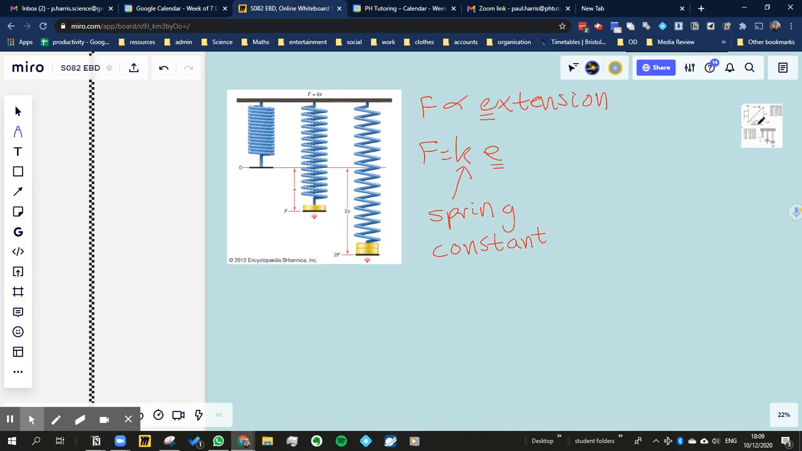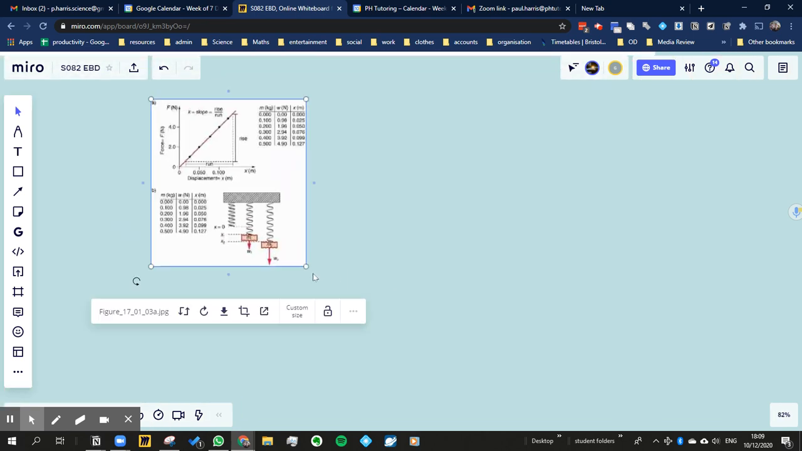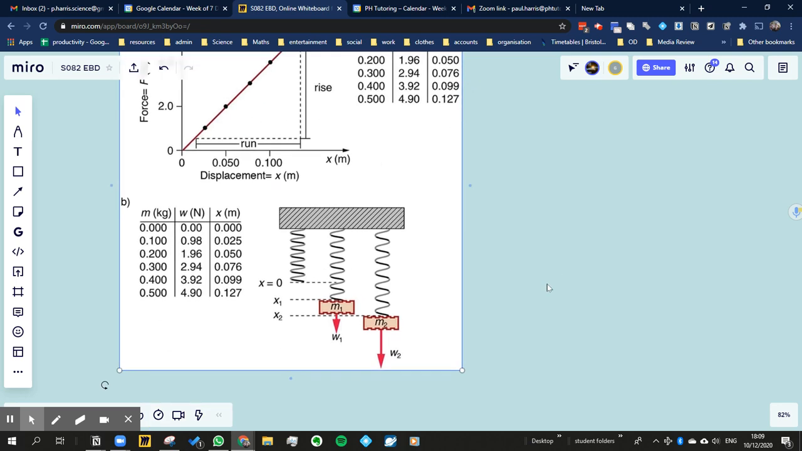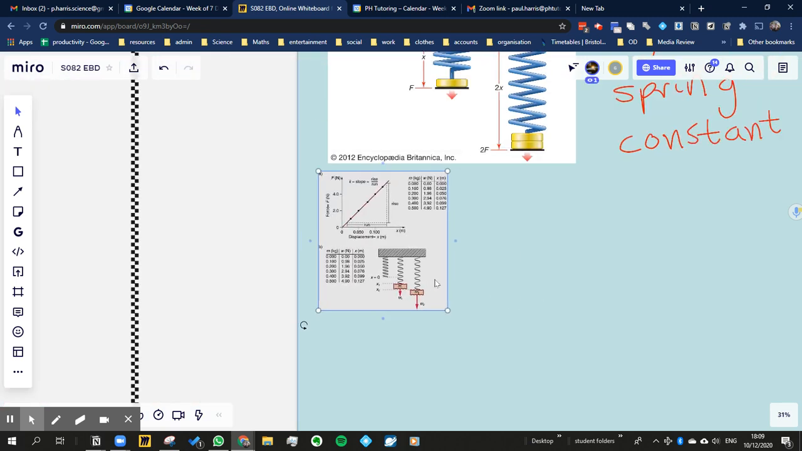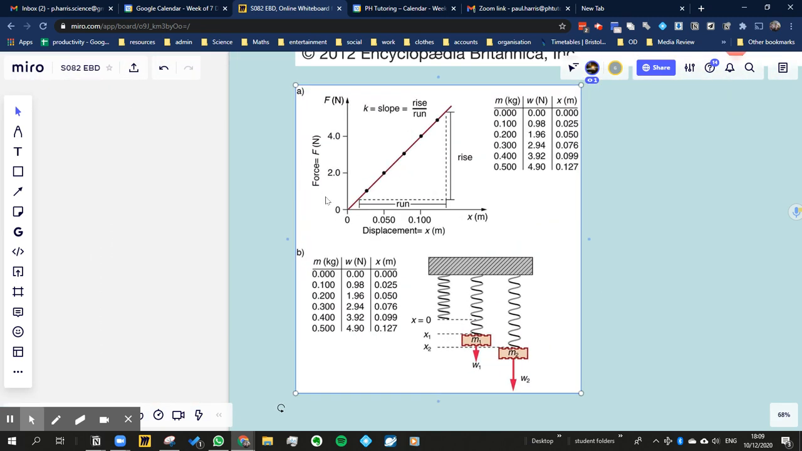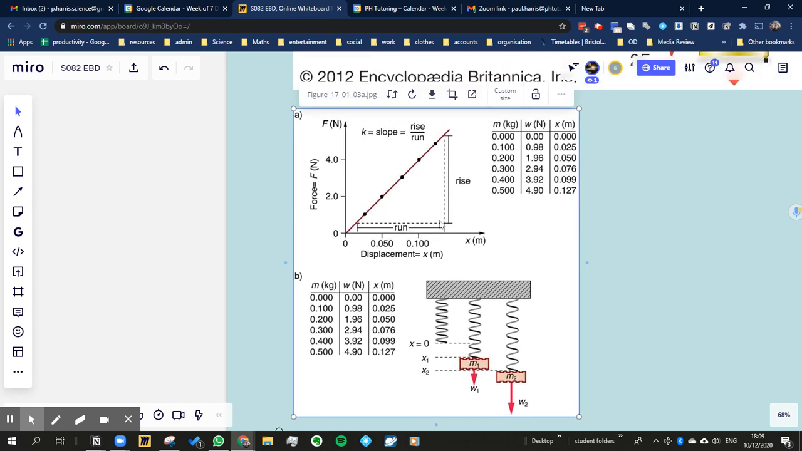So we can look at this in a little bit more detail over here. Let's zoom out a little bit. Okay, let's zoom back in again. Rise over run, so the slope, the gradient, rise over run, it basically means a change in it.